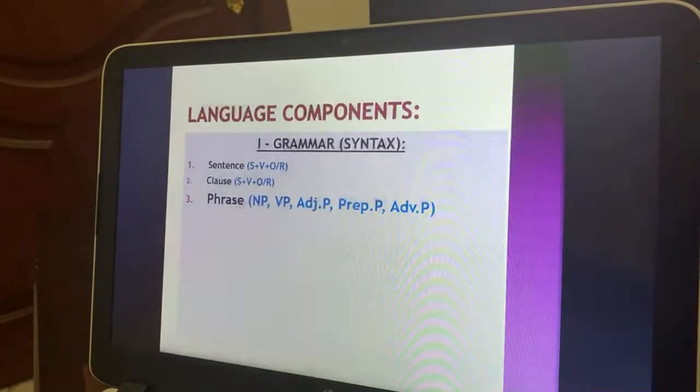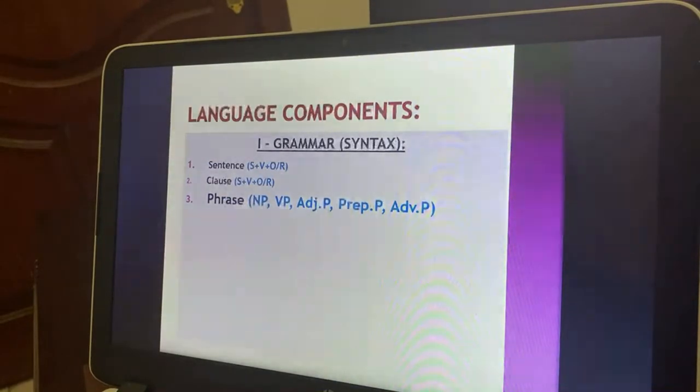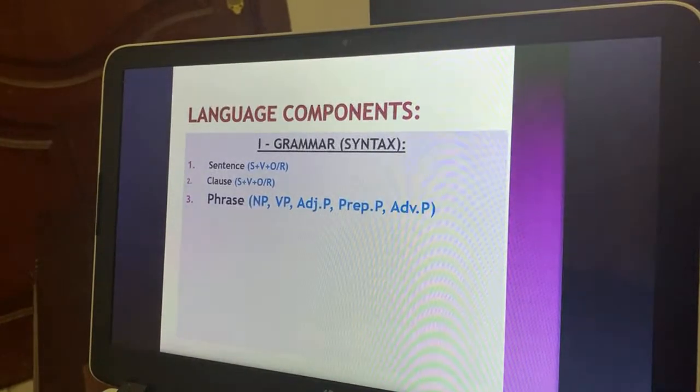A phrase is smaller than a clause. In other words, a clause will have a few phrases in it. The same applies to the sentence. The sentence will have many phrases. And the phrases can be either noun phrase, NP, verb phrase, VP, adjective phrase, prepositional phrase, adverb phrase. So there are quite a few different types of phrases that you need to be aware of, and you need to know their structure.